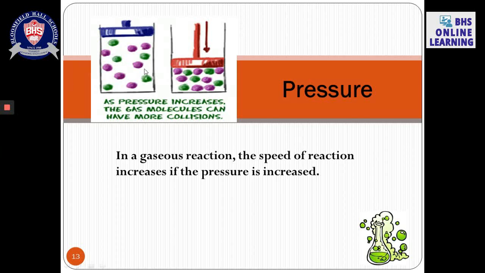Suppose there is a vessel in which you have gas particles. If you increase the pressure, now the same amount of gas particles are present in less volume. So that means they are more crowded. So more crowded means more effective collisions and the rate of reaction increases. In a gaseous mixture, the speed of reaction increases if the pressure is increased.